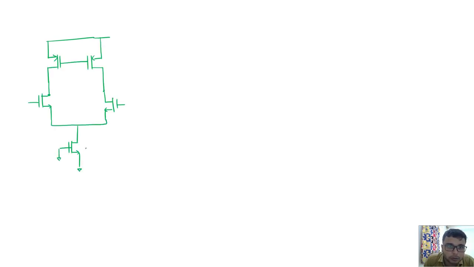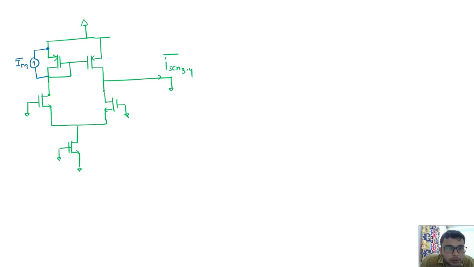Just make it ground because I don't need any other input except the noise of the transistors. This is my output short circuit current due to M3, M4. I'll calculate for one, then we'll double it. So I'll consider this transistor noise. Let's say I want to give the direction upside. So this is IN3. Okay.